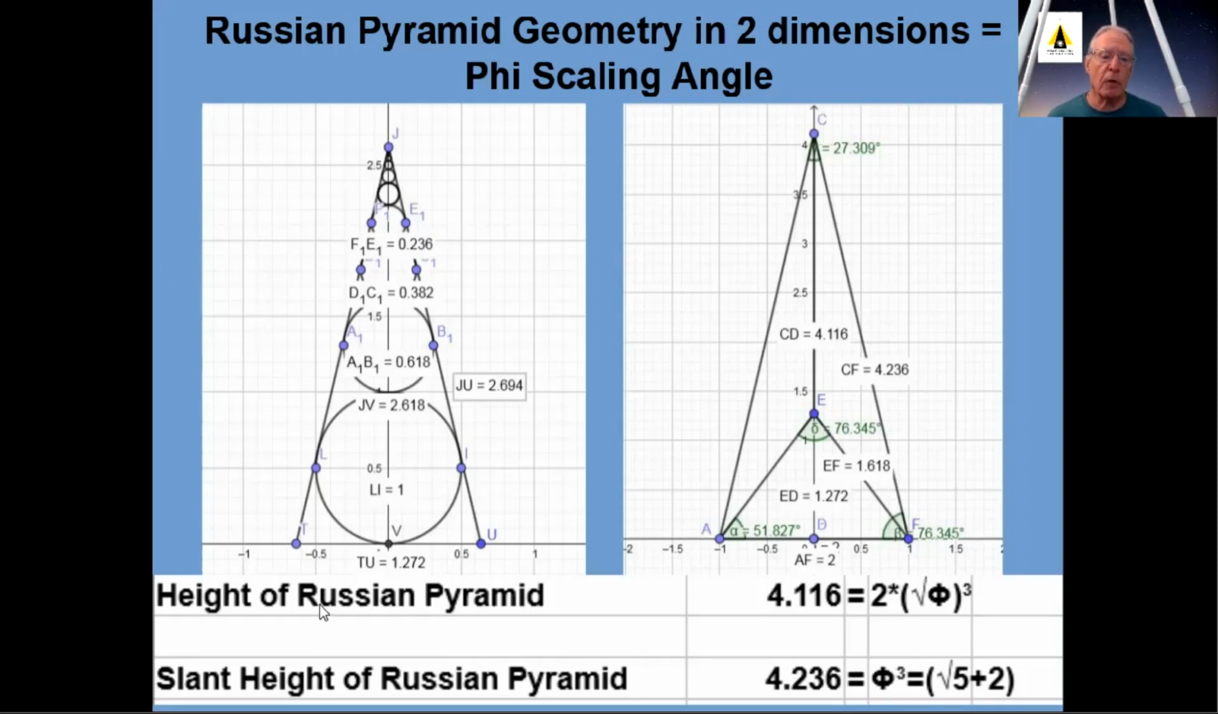So in summary, the height of the Russian pyramid is 4.116 from the right diagram, and the slant height of the pyramid is 4.236. And you can see those numbers if you look on the right-hand picture. CD equals 4.116. That's the height of the Russian pyramid with a base length of 2. And the slant height of the pyramid is 4.236, which is depicted on the right-hand vertical column as CF.